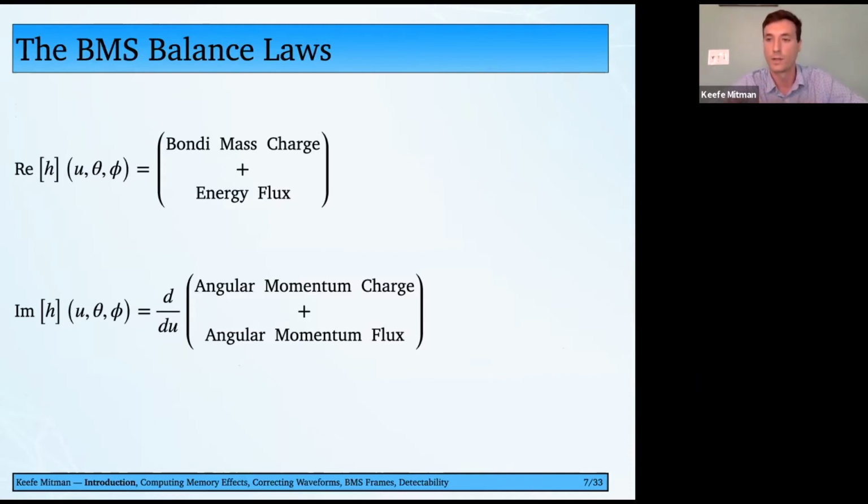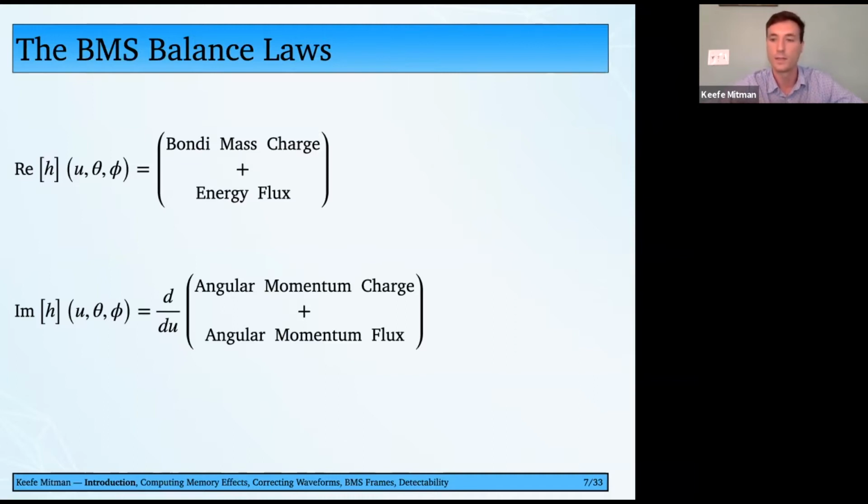And the second balance law, corresponding to what are typically called superrotations, this extension of the Lorentz group, says that the imaginary part of the strain can be written as the retarded time derivative of an angular momentum charge and an angular momentum flux. What's really useful about these balance laws, apart from giving us this charge-flux breakdown of the strain, is that they're very helpful for understanding memory.